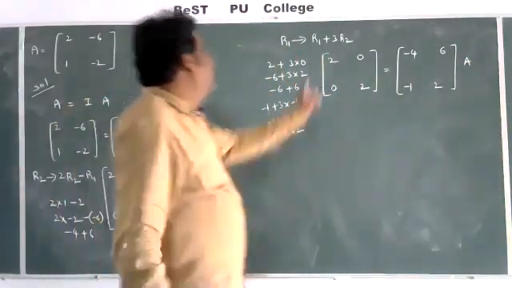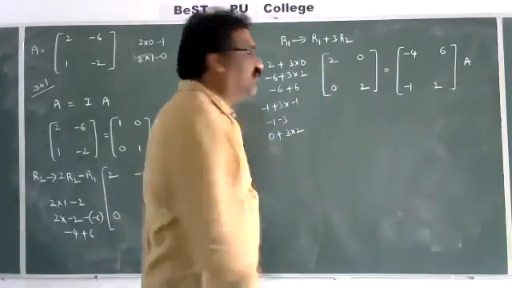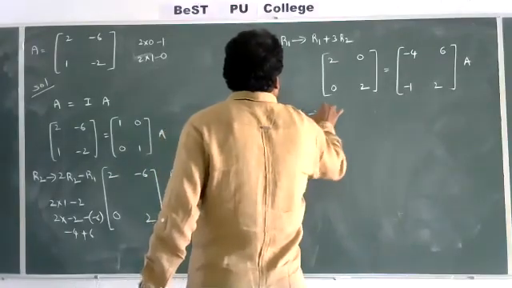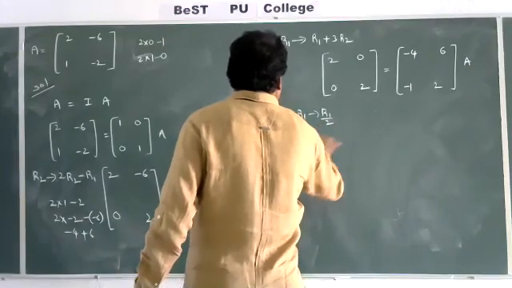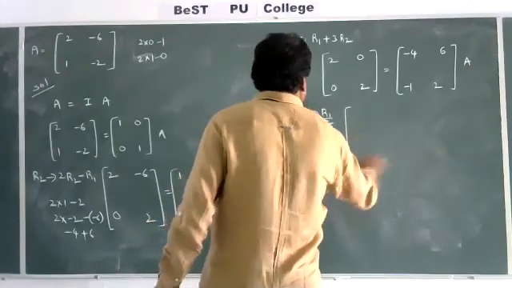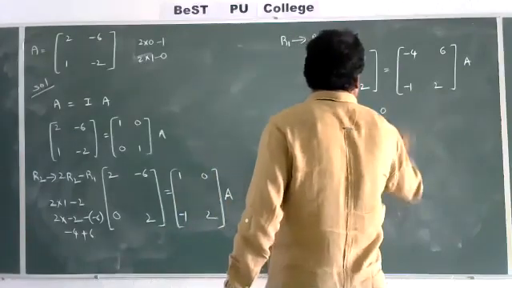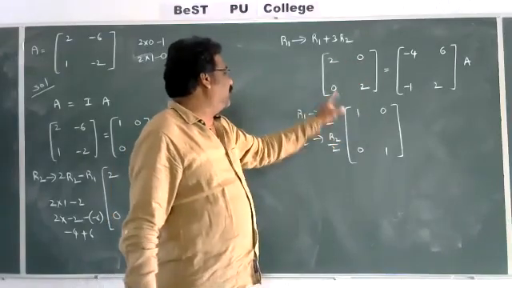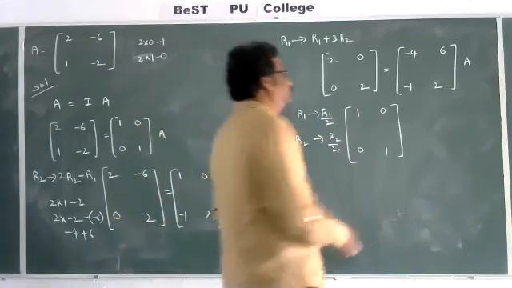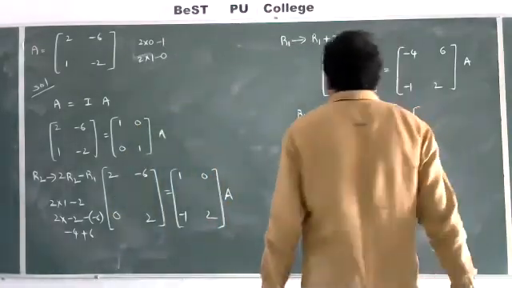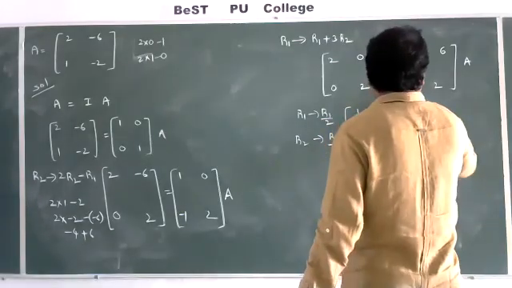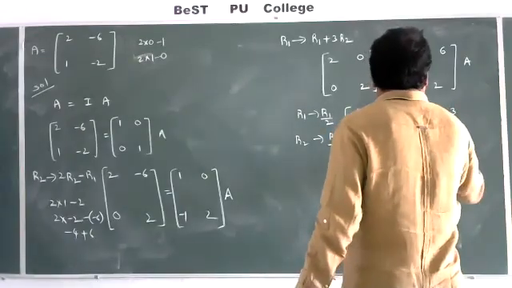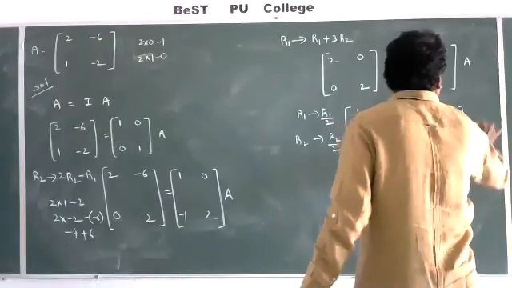So we required 1 here and 1 here. That is R1 goes to R1 by 2 and R2 goes to R2 by 2. That is 1, 0, 0, 1. You get here 2 by 2, 1, 0 by 2, 0. Here 0 by 2, 0, 2 by 2, 1 is equal to matrix R1 by 2, that is minus 4 by 2, minus 2, 6 by 2, 3, minus 1 by 2, 2 by 2, 1.